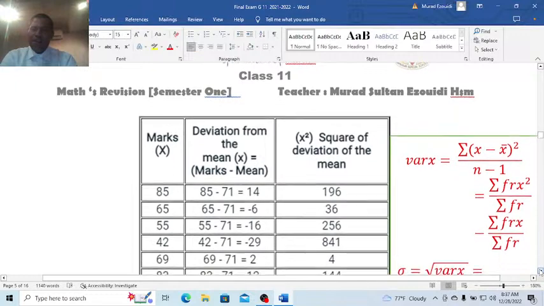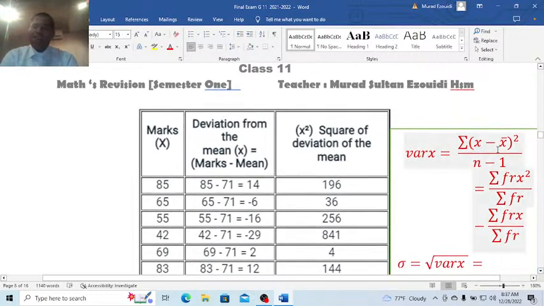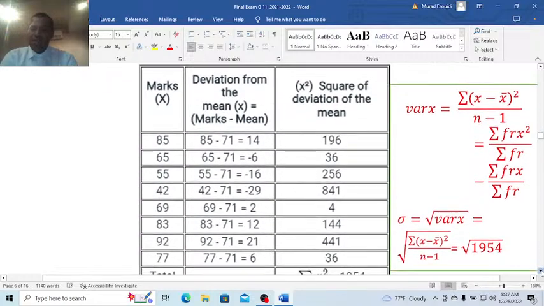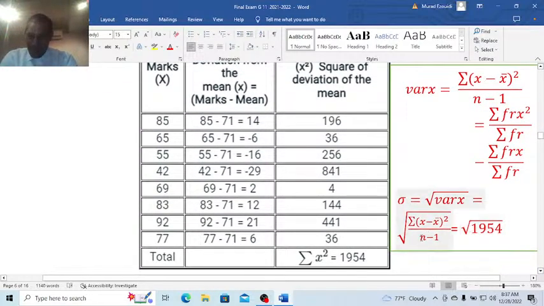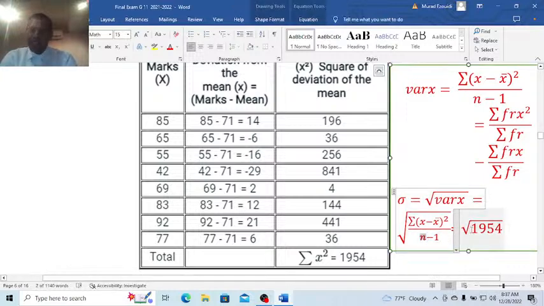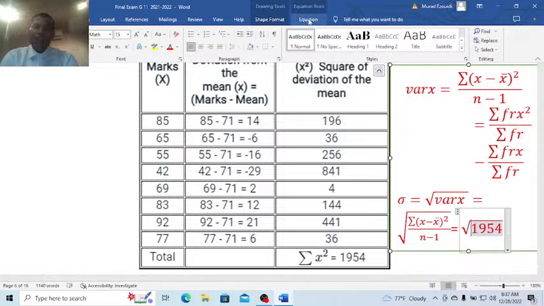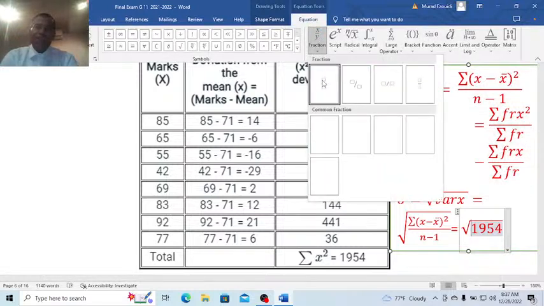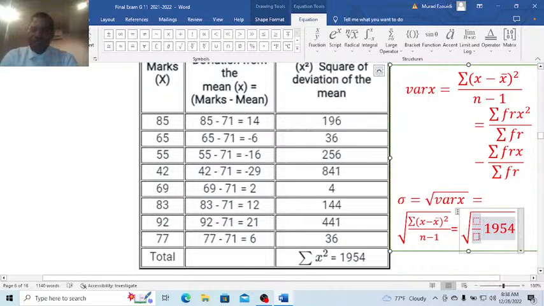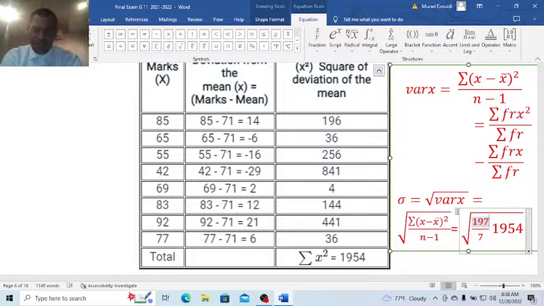The variance is the sum of (x minus x bar) squared divided by n minus 1. Here n minus 1 is 8 minus 1, which is 7. I forgot to divide by n minus 1, so I should divide by it. I will insert a fraction symbol. So 8 minus 1 is 7, and this one is 1907.54.